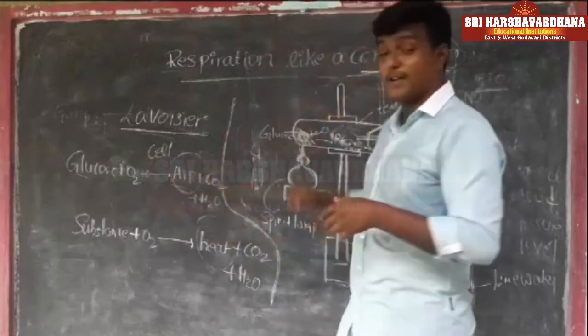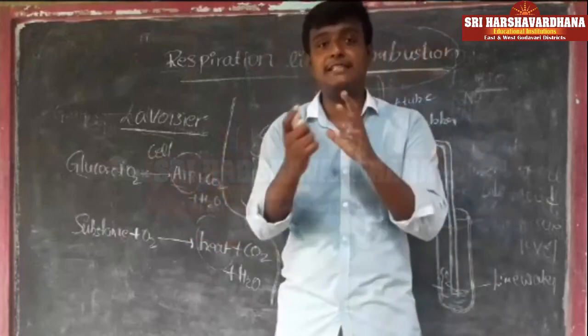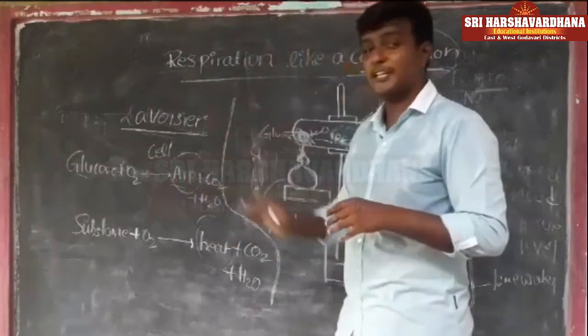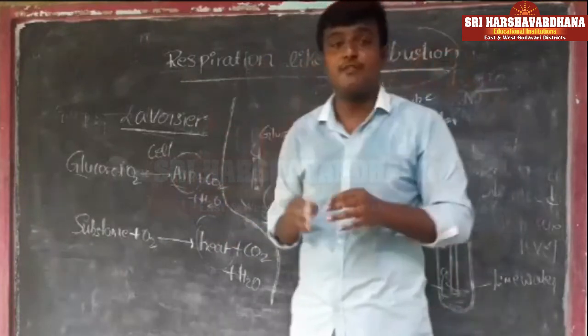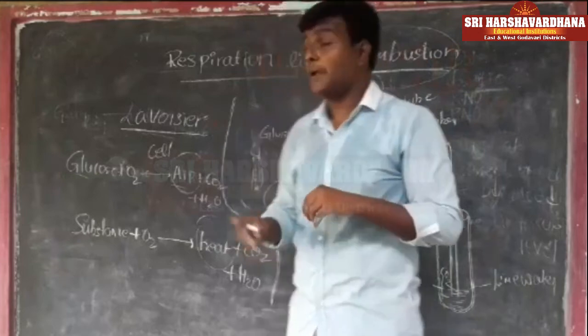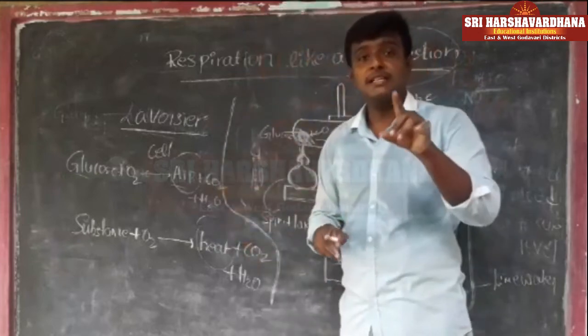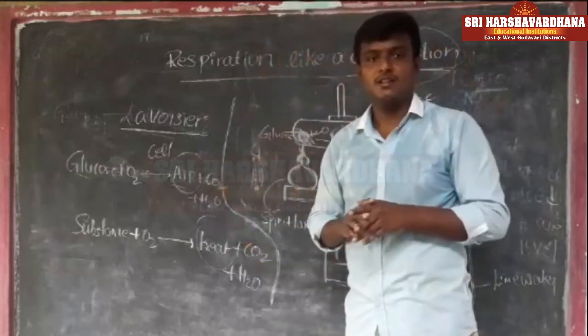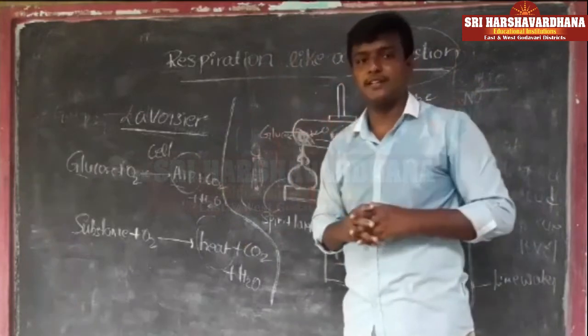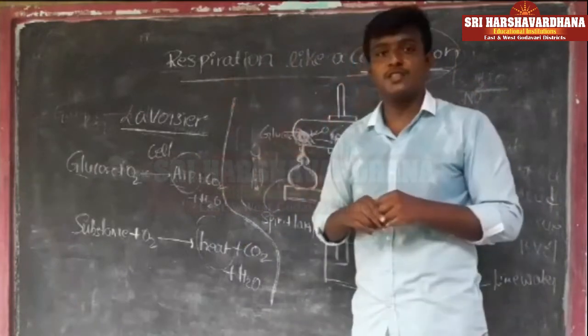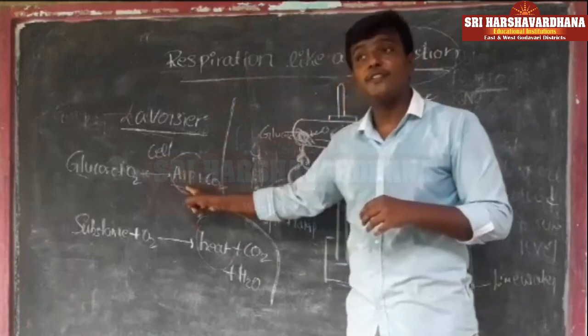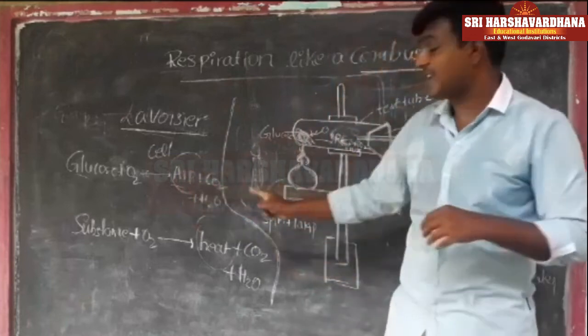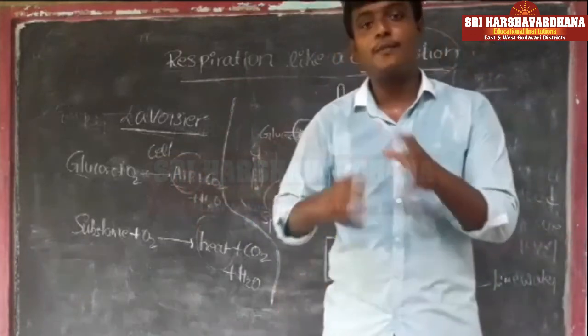But in combustion, energy is released directly. In the respiration process, a number of steps are involved in releasing energy. But in combustion there is only a single step, where energy is liberated directly. In the respiration process the energy takes the form of ATP, whereas in combustion we see the energy in the form of heat.